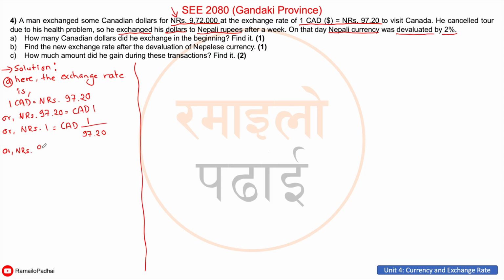So, we divide 1 Canadian dollar by 97.20, or NRS 9,72,000 equals Canadian dollar 1 upon 97.20 times 9,72,000. In this equation, we have multiplied 9,72,000 on both sides of the equation, or NRS 9,72,000 will be Canadian dollar. How much? After solving, we get 10,000. So, we got our answer.